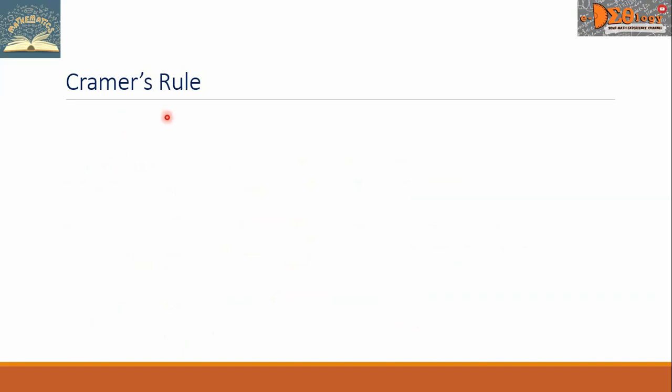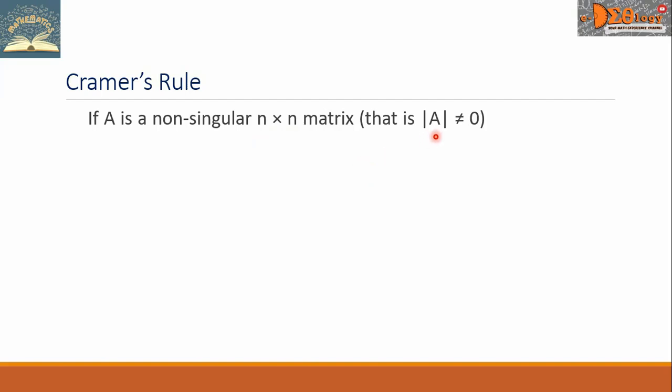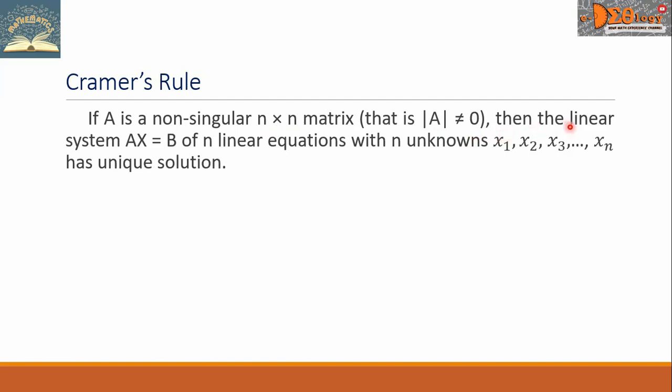Let's go to Cramer's Rule. If A is a non-singular n by n matrix, that is, determinant of A is not equal to 0, then the linear system AX equals B of n linear equations with n unknowns, x sub 1, x sub 2, x sub 3, up to x sub n, has unique solution.